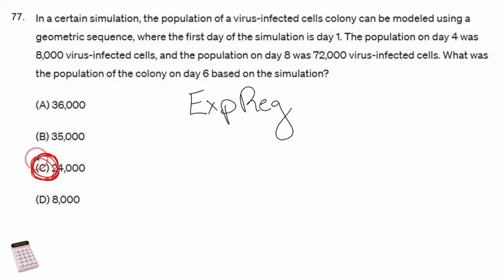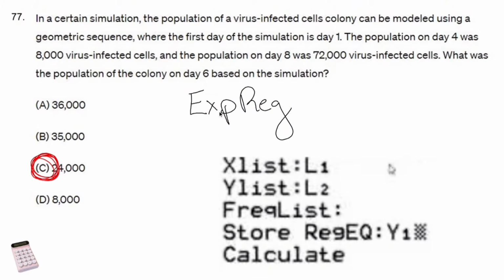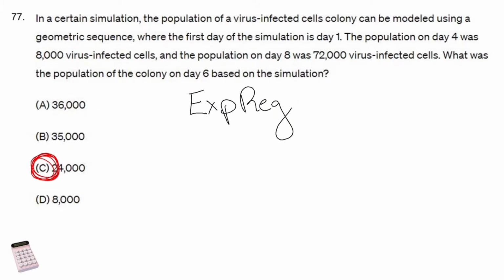24,000. So yeah, that's how you do it, exponential regression. The key there and the easy part there is that store equation thing, the store reg EQ thing, and hitting vars, going right, enter, enter. That makes life a lot easier. So try to remember that. You're going to be happy you did.